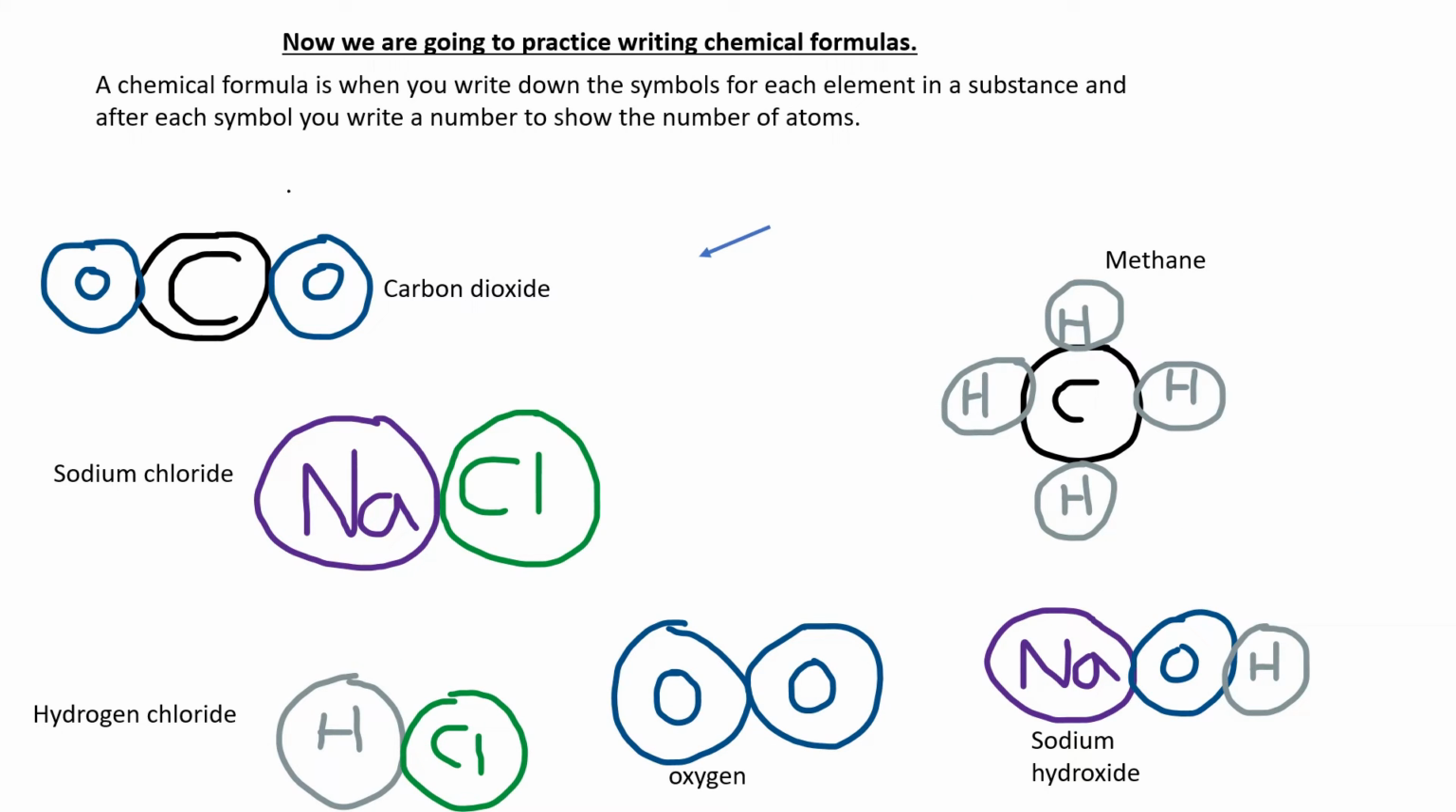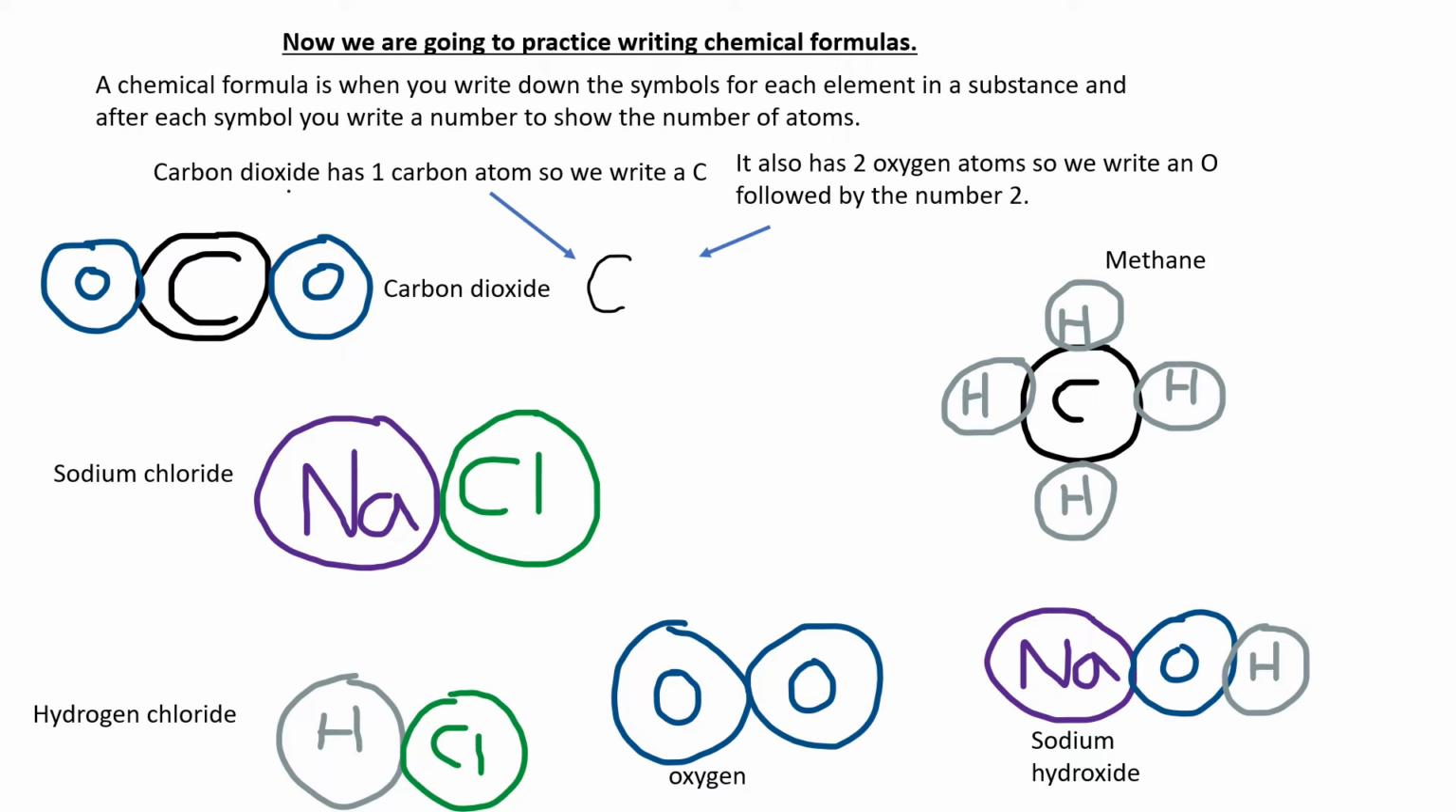But let's practice writing chemical formulas. A chemical formula is when you write down the symbols of each element in a substance, and after each symbol, you write a number to show the number of atoms. Let's have a go at this first one, carbon dioxide. It has one carbon atom, so we write the letter C. And it has two oxygen atoms, so we write an O followed by a small 2.